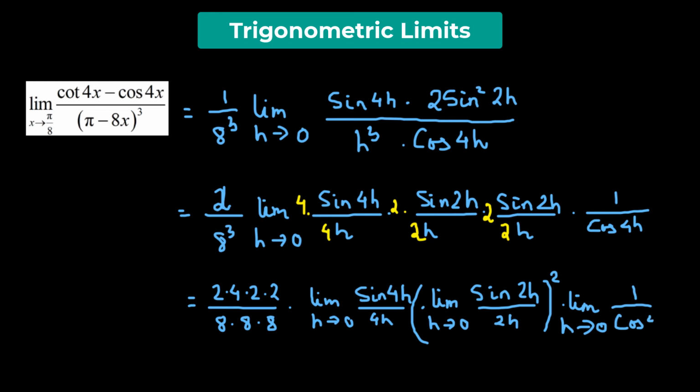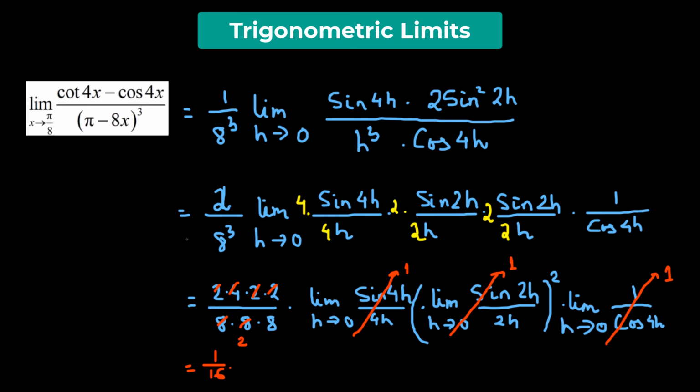Now we know that the limiting value of sine 4h over 4h is going to be equal to 1. Similarly, sine 2h over 2h, the limiting value is going to be 1. And when we substitute the value of h in cosine of 4h, we're going to get 1 over cosine of 0, which is also equal to 1. Now that leaves us with only the constant term. So 2 times 4 is 8, and 2 times 2 is 4, and 4 times 2 is 8. So we are left with 1 over 16. So this is going to be the limiting value of our given function when x approaches pi over 8.